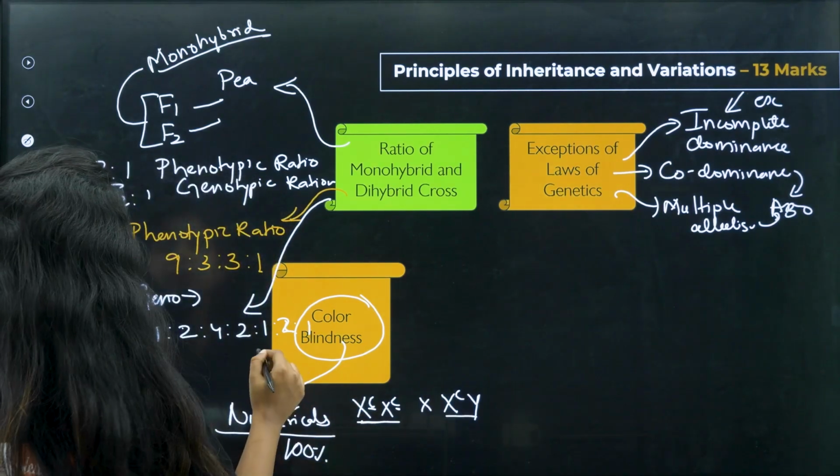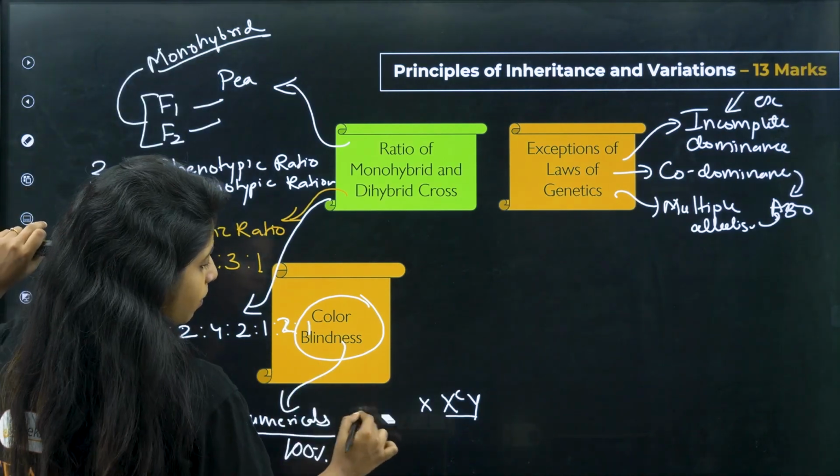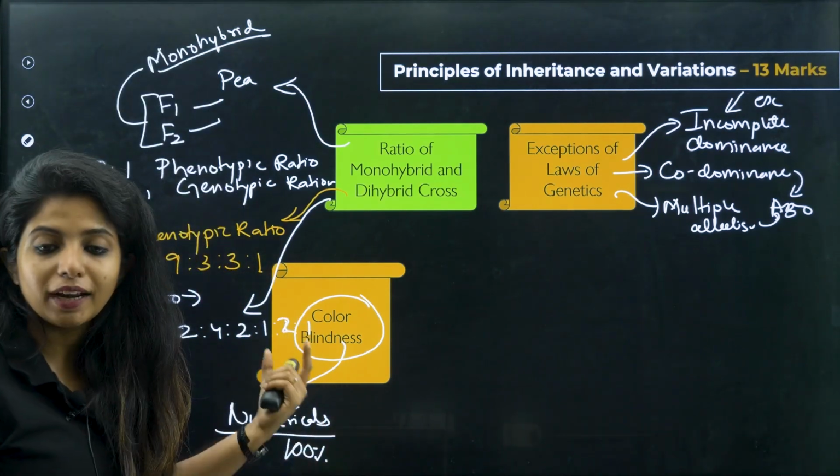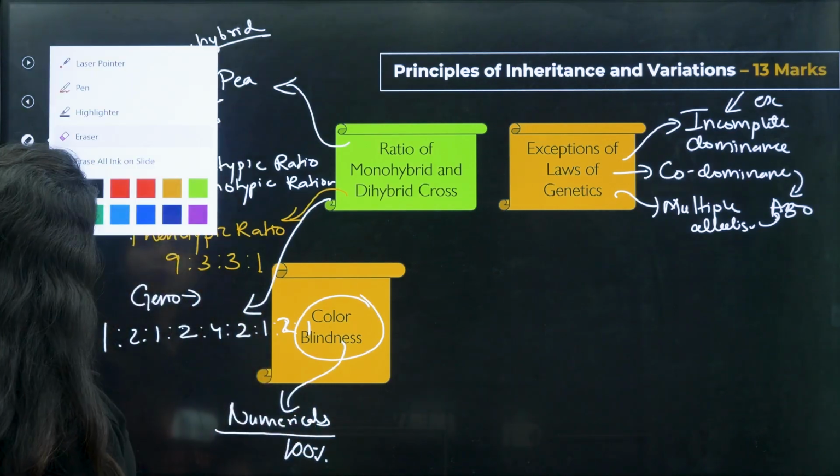You have to do a bit of research, you have to study a bit, but I am assuming that you know that and you just have to revise it. So color blindness is something that is very much important.